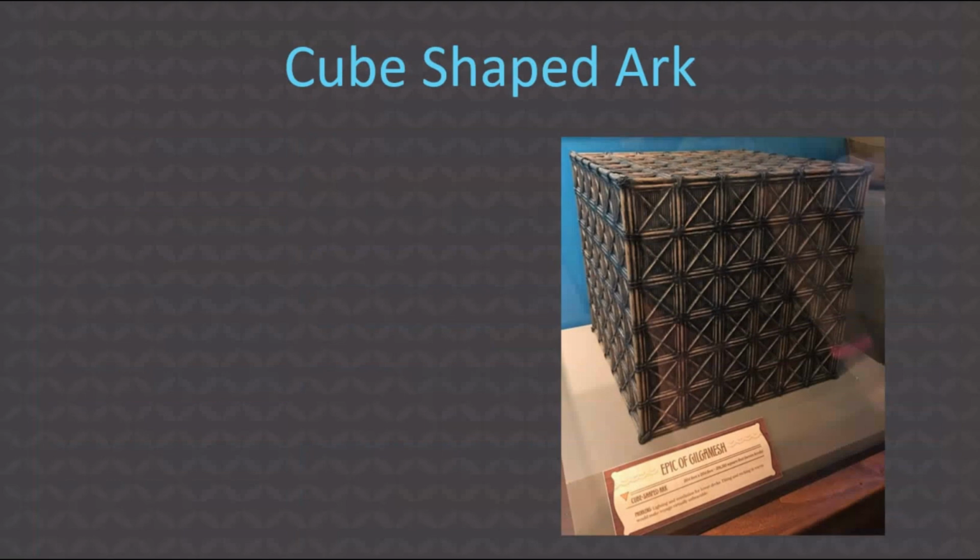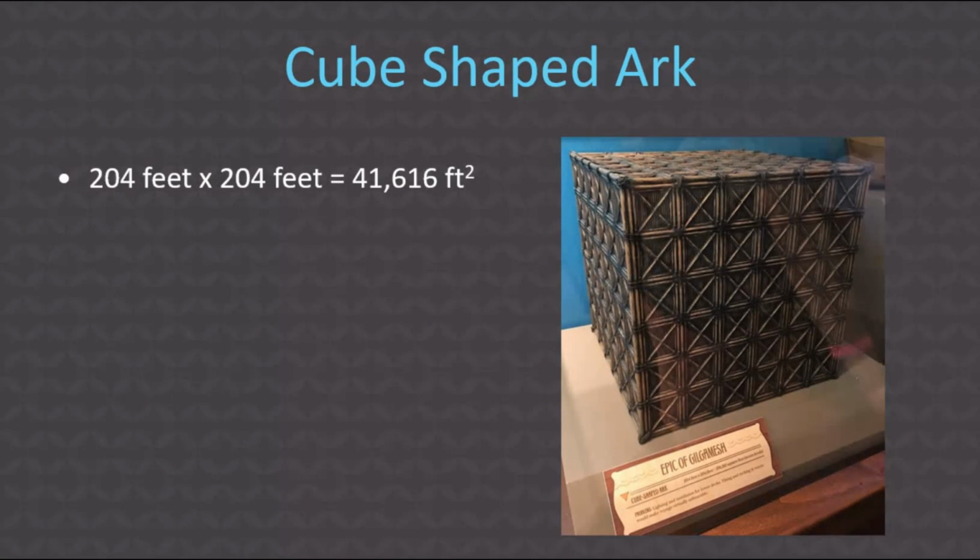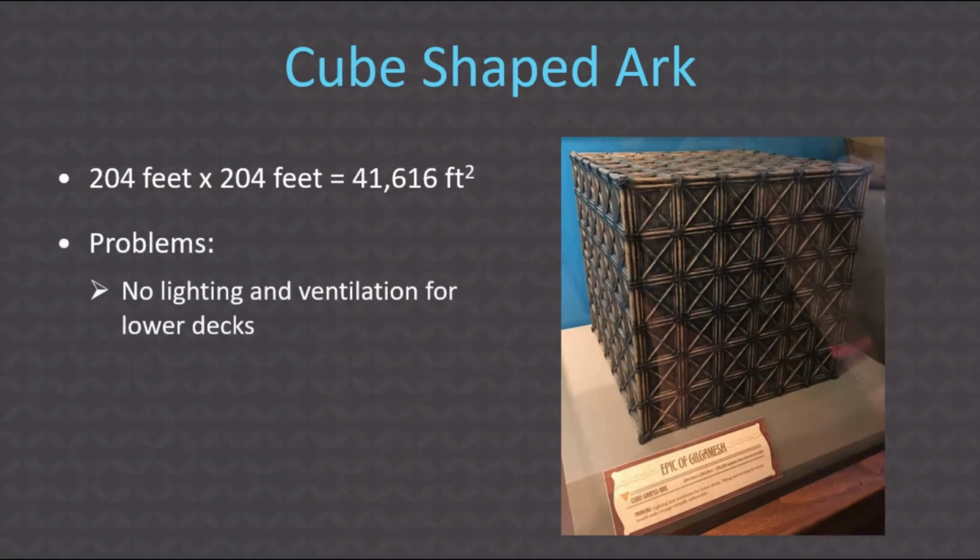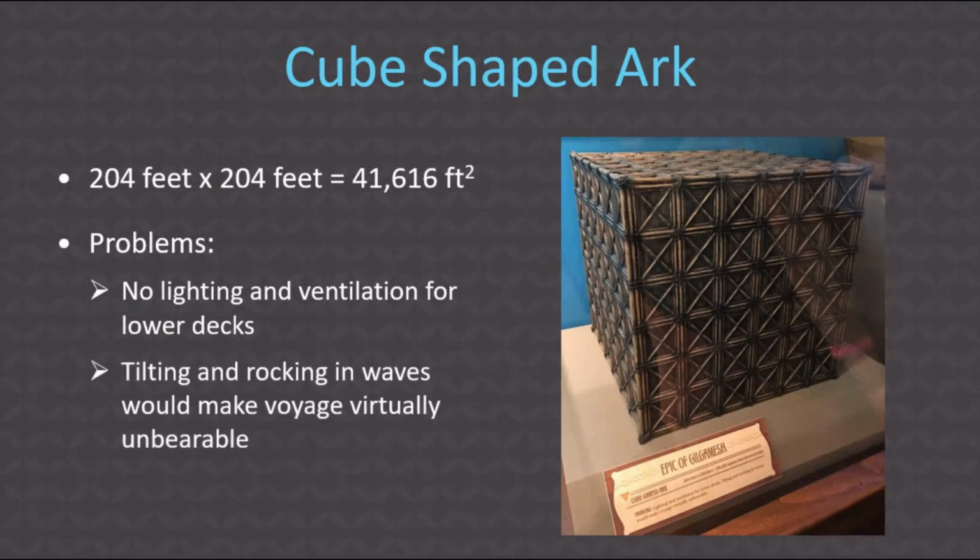Now, I did want to talk about that cube-shaped ark, which he talked about in the video. The cube-shaped ark was about 200 feet by 200 feet, which is about 41,616 square feet. The problems with it is there's no lighting or ventilation for the lower decks. Any tilting or rocking in the waves could make the voyage virtually unbearable. And you saw that video where it's a cube in the ocean with 100-foot waves that would toss the people and the animals in and it would kill them.